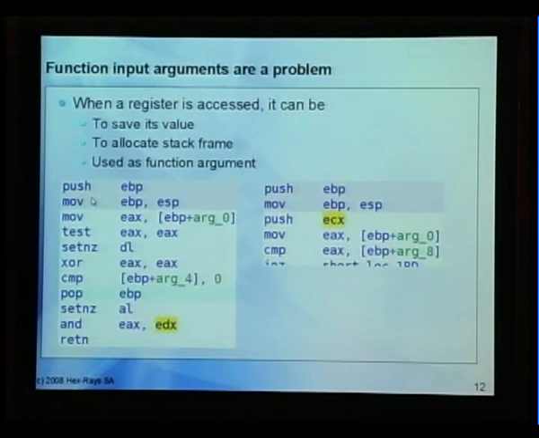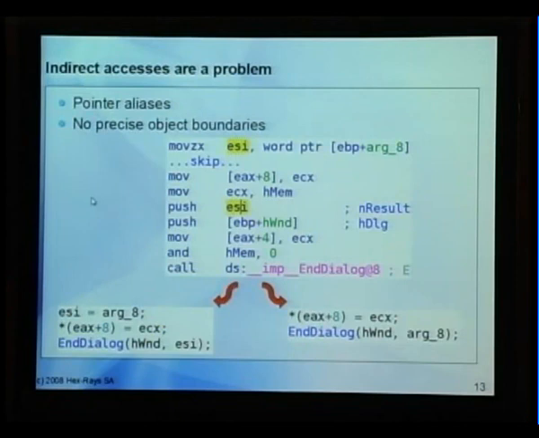Indirect access is a problem because you have the pointer aliases problem. You don't know the precise object boundaries. Again, just a small example. We take the value of a memory cell, arg_8, and we put it into ESI. And after we do that, we do this, we do that, and after we use ESI.